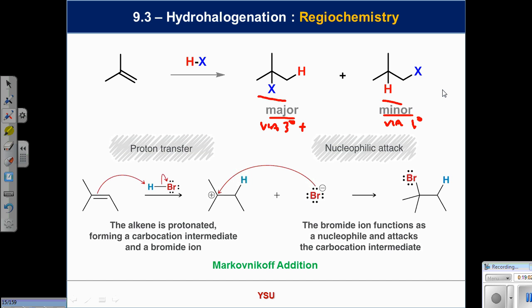It's got something to do with the mechanism, and the mechanism here is through carbocations, and you much prefer to have a tertiary carbocation than a primary. So what we're seeing now is the first example of Markovnikov regioselectivity by addition to an unsymmetrical alkene. Are we okay?